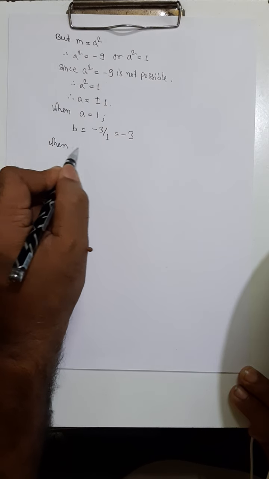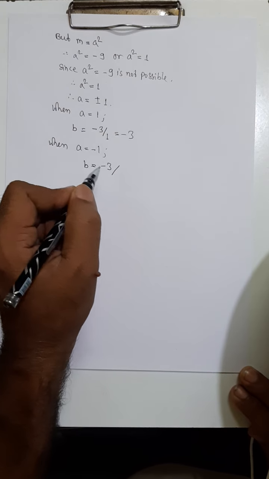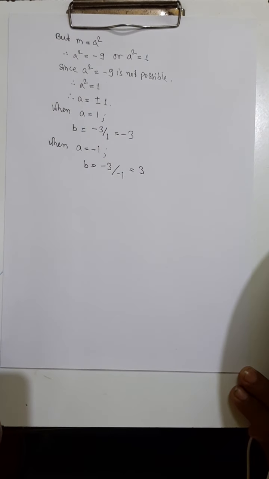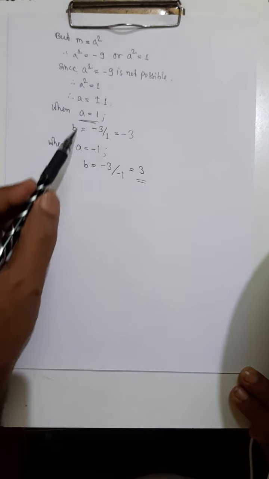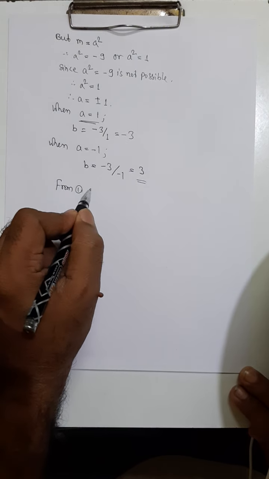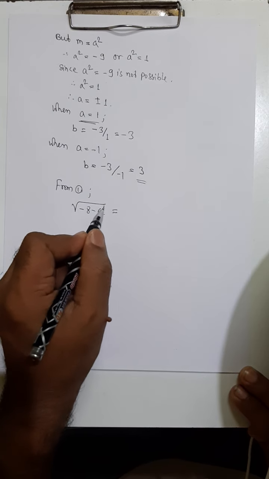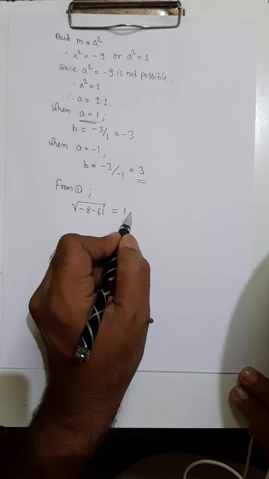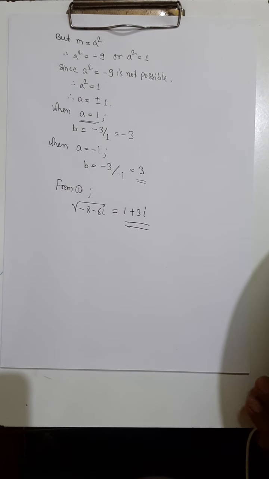And when a equal to minus 1, b is minus 3 divided by a, and a means minus 1, so minus plus here, so we get plus 3. So we get value of a as 1, value of b as 3. We substitute a and b in equation 1. So from equation 1, we get square root of minus 8 minus 6i equal to a plus ib. Here a means 1 and b means 3, 1 plus 3i.